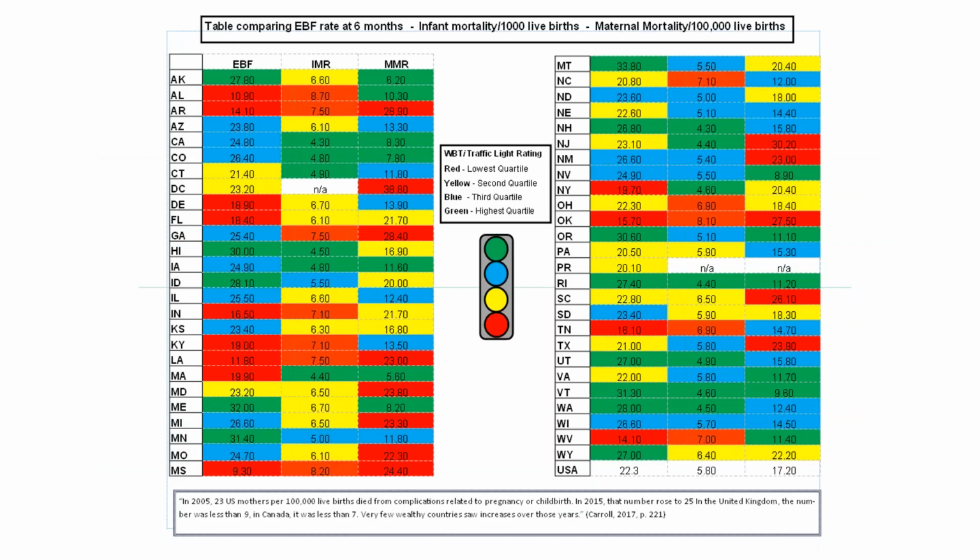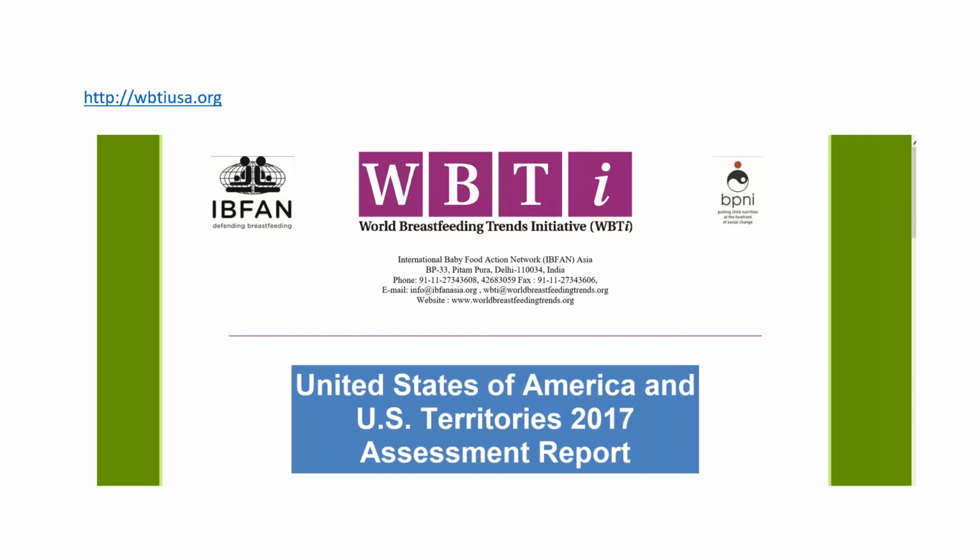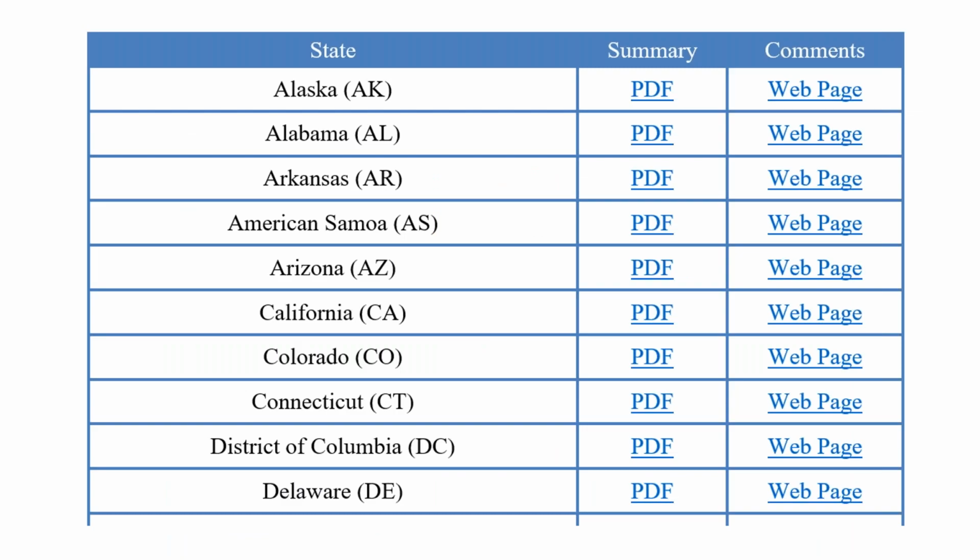And then if you go to the WBTi USA.org website, you can click on every state and territory and take a look at what the results are for every state. It is interesting that the national weaknesses are generally also the state weaknesses, especially the problem of breastfeeding and infant and young child feeding in emergencies not being reflected in state policies.